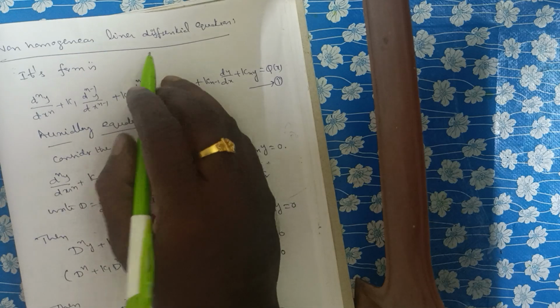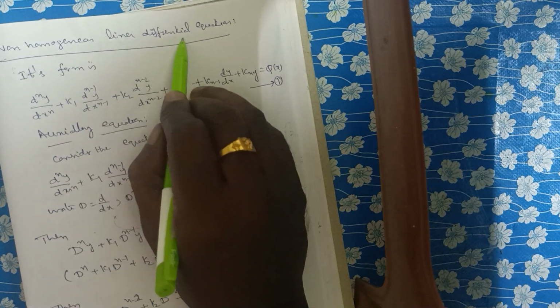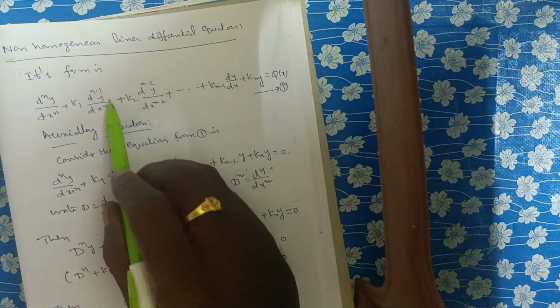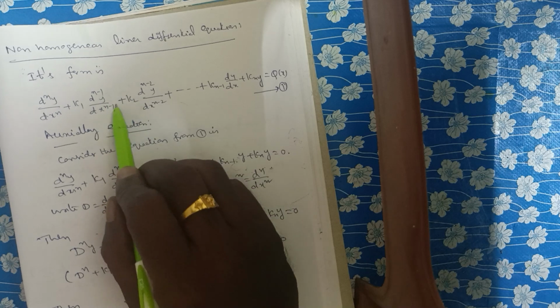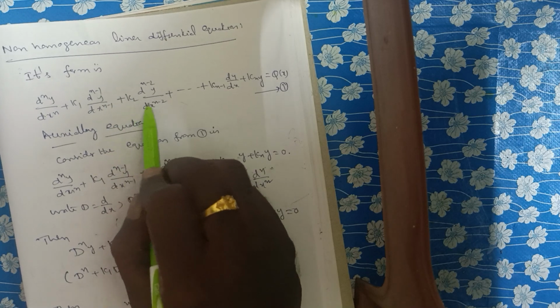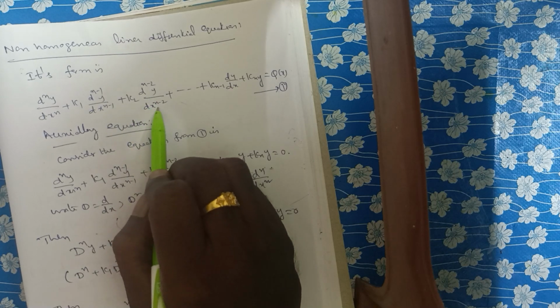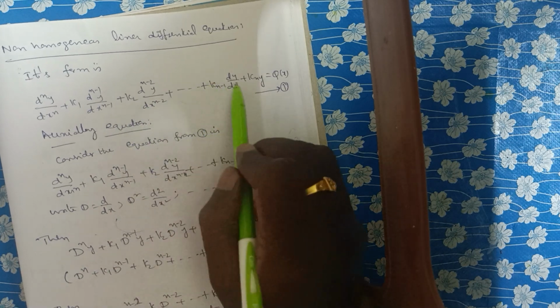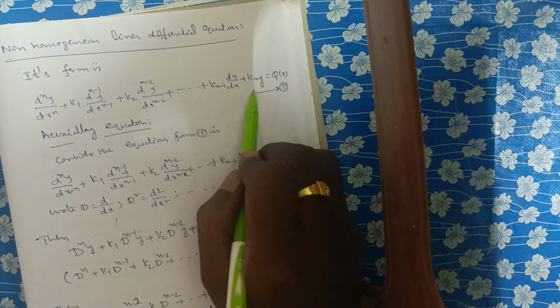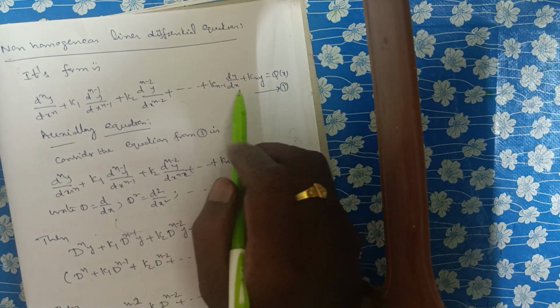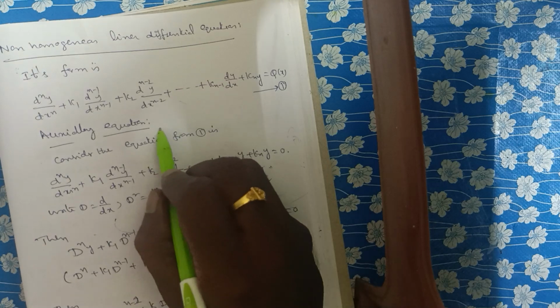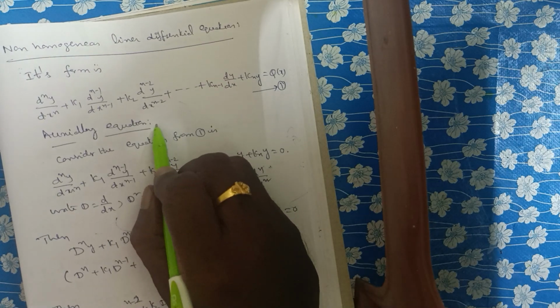Now we are discussing the non-homogeneous linear differential equation. Its form is d^n y/dx^n + k1 d^(n-1) y/dx^(n-1) + k2 d^(n-2) y/dx^(n-2) + ... + k(n-1) dy/dx + kn y = Q(x). Here also we can find the auxiliary equation.